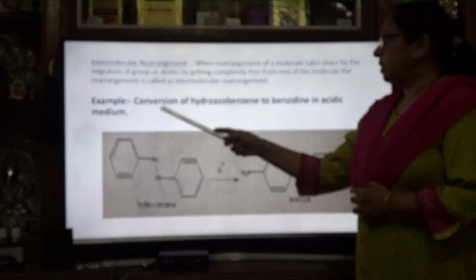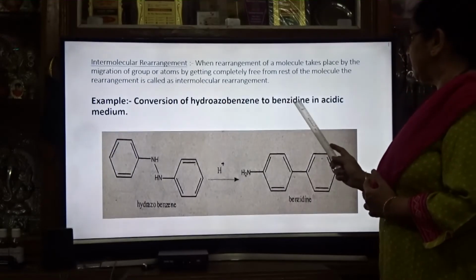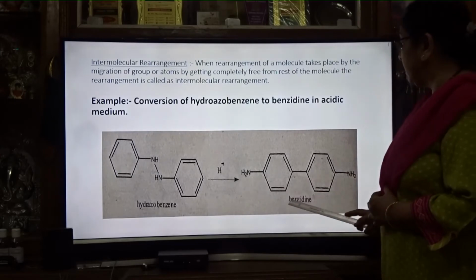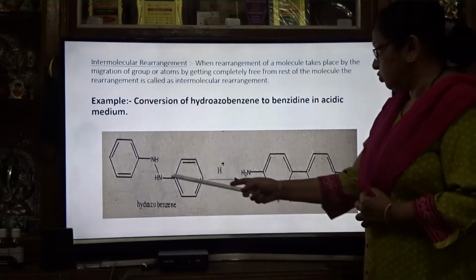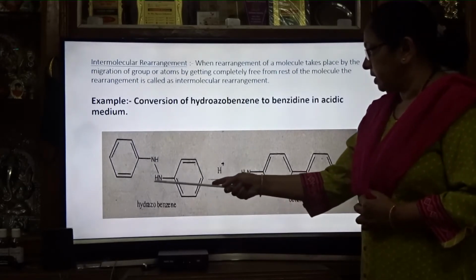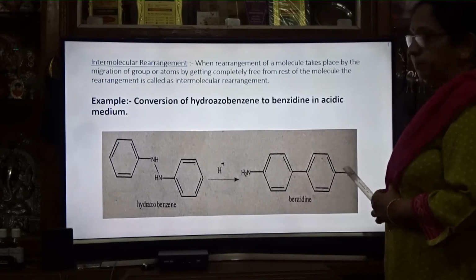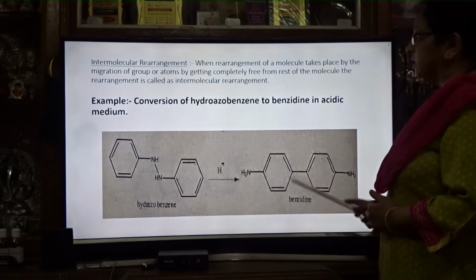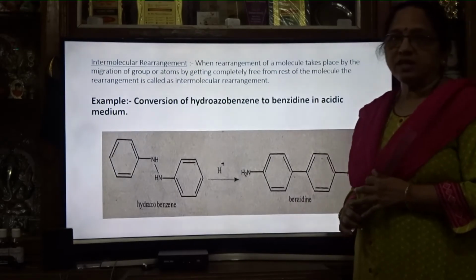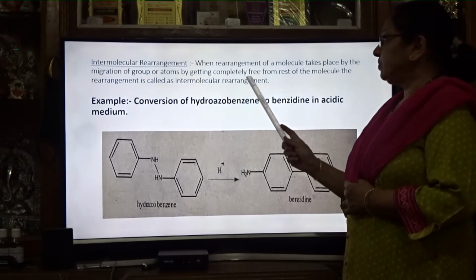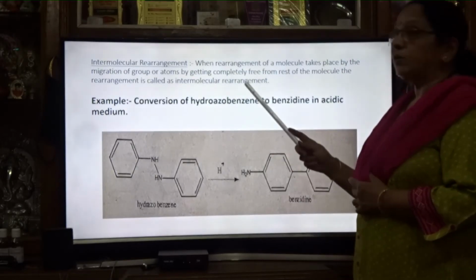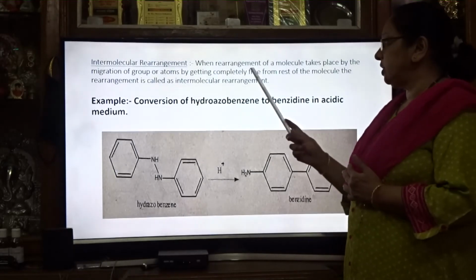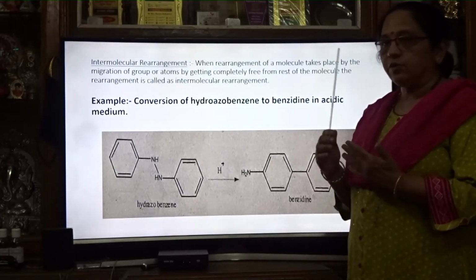Example, conversion of hydroazobenzene to benzidine in acidic medium. So this is hydroazobenzene, which in acidic medium gets converted to benzidine. Here the NH2 group is from the middle, and it is getting to the side of the benzene, that is, benzidine is formed. Such type of rearrangement reaction is known as intermolecular. But to remember, in the intramolecular, it is without getting free from the rest of the molecule, it is getting attached to the same molecule, and in intermolecular it is getting free from the molecule.